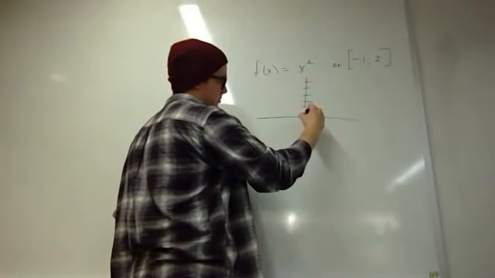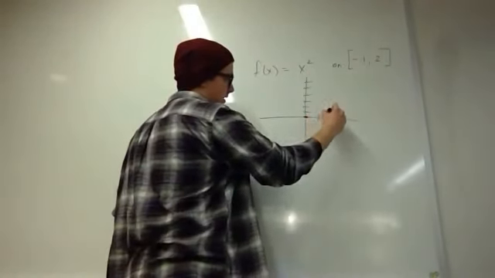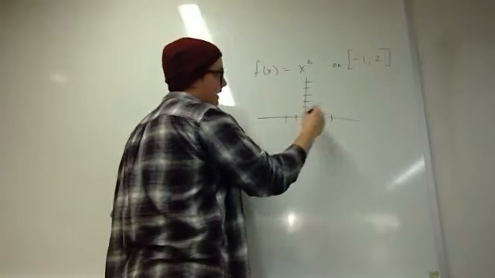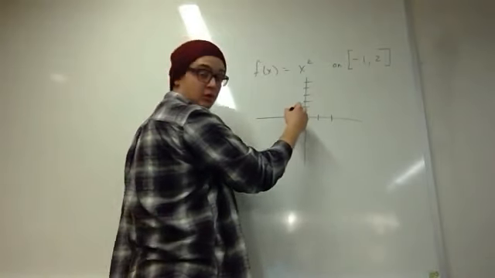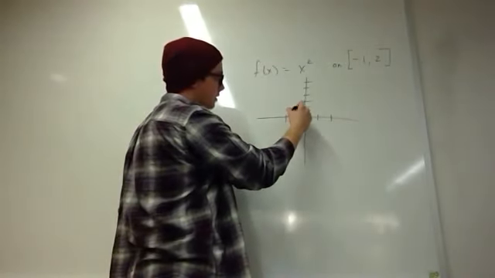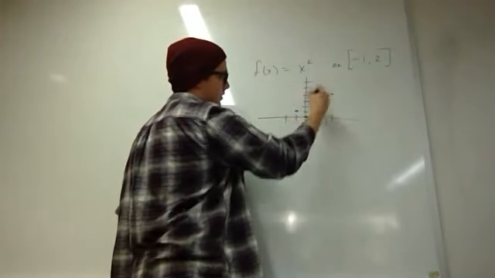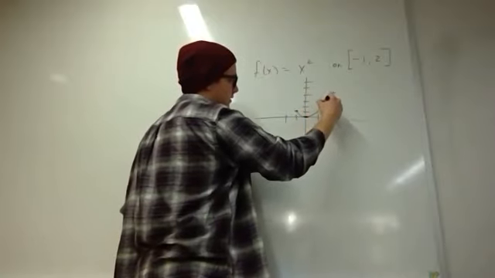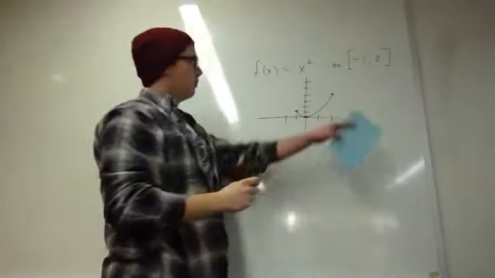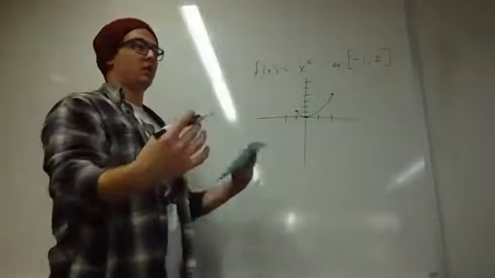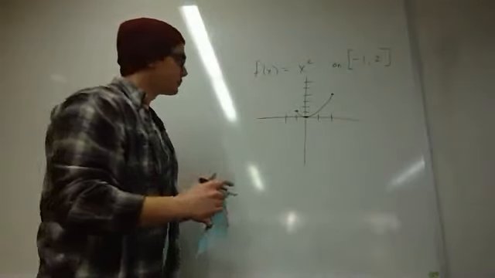Okay? So we're going to set up our graph, and we know that at x equals 0, we're going to be at 0. At x equals -1, -1 squared is going to be 1, and then 2 squared is going to be 4. So 1, 2, 3, 4. It's going to be something like this, because we're restricted by the range of the graph that we are given.